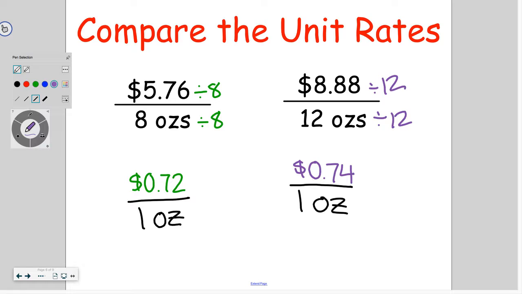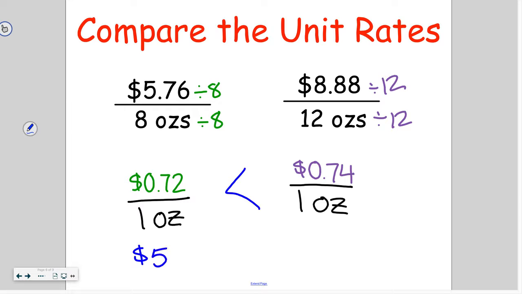Again, we are looking to figure out a comparison. So we're going to say 72 is less than 74, giving us a statement that $5.76 for 8 ounces is cheaper, less expensive, a better deal, however you want to phrase it.